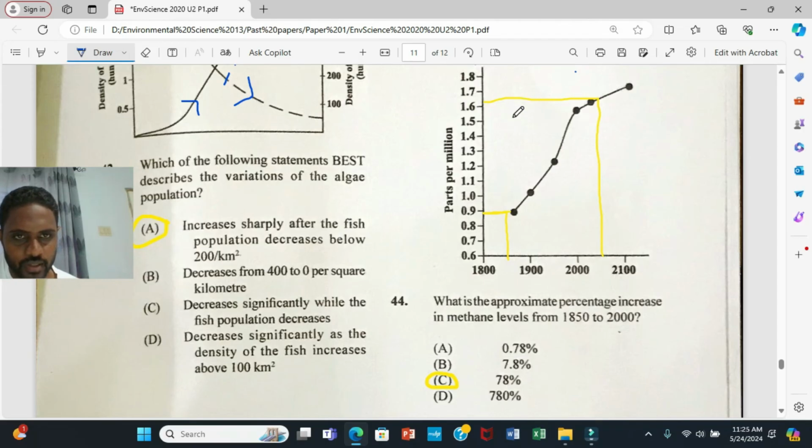So convert that to percentage. So it would be 0.78, right? 78. So it would be 0.78. Convert that to 100. It would be C.